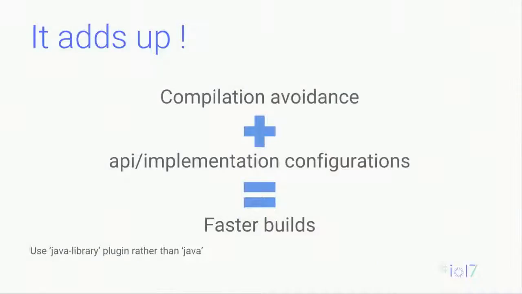Now, here you can see I'm saving about 50% of recompilation. Not too bad, but if you have an application with 50, 200, or whatever number of modules, this can be a substantial saving. Okay? So it adds up. You have compilation avoidance plus these API implementation configurations, you're going to get much faster builds.